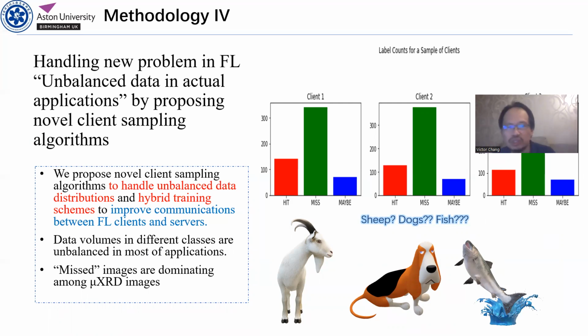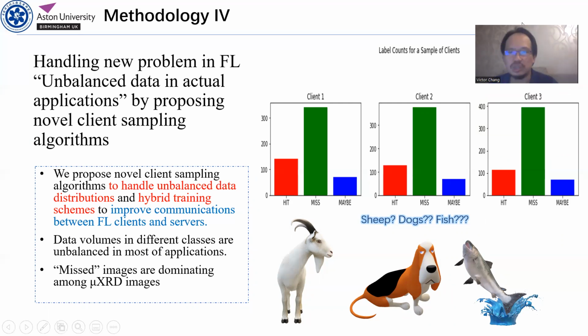The data volumes in different classes are unbalanced in most applications. The mixed images are dominating among the new XRD images. Our experiment shows that although we can maintain privacy, we can get the job done in a good amount of time. However, due to the complexity of the images, in this example we get more than 100 hits, but the misses are also dominant.